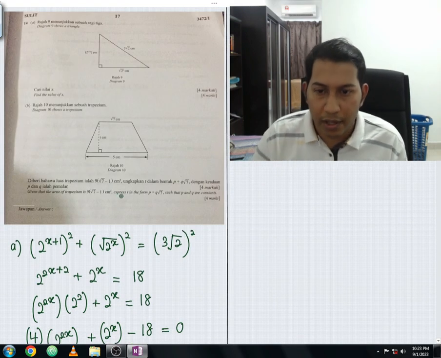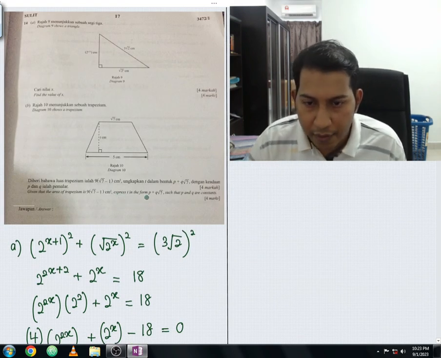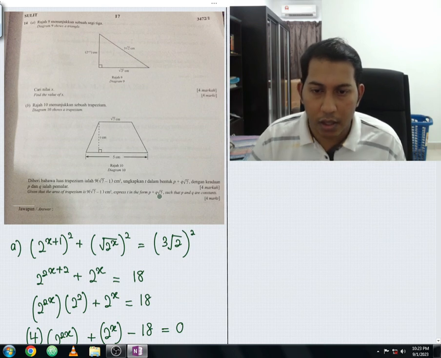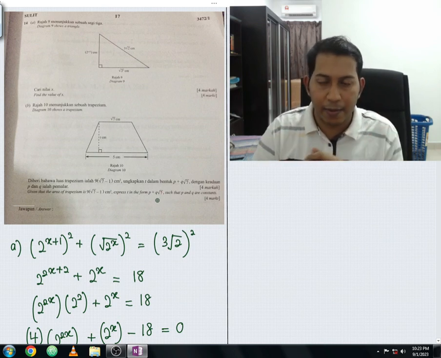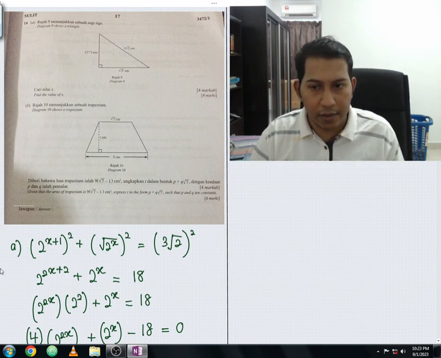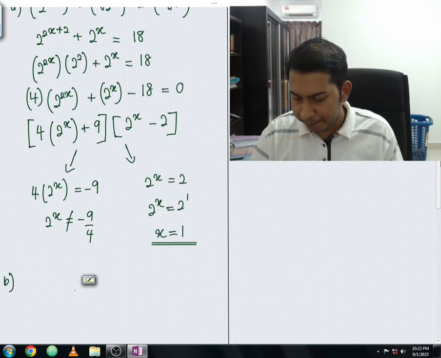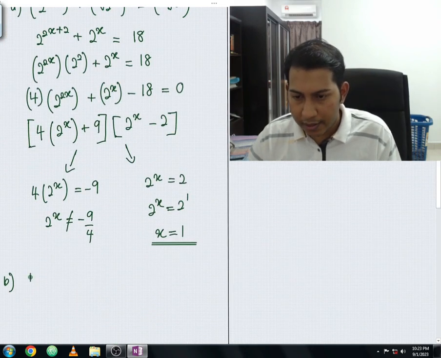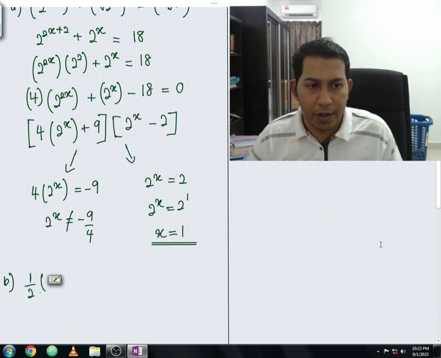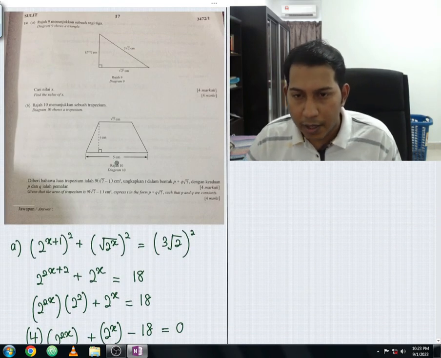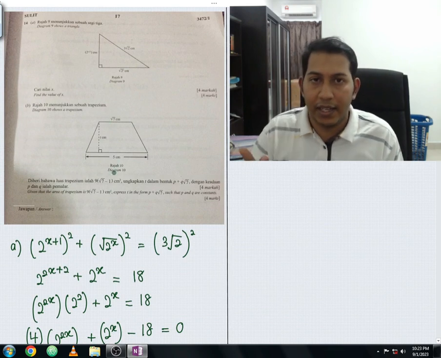Okay, and most important, we need to express t in the form of p plus q square root 7. Okay, in this type of form. Okay, let us start our discussion for the question part B. So from here, let us include the area of trapezium. So how we're going to do it is, we're going to start by comparing the area of trapezium with the one we are calculating right now.